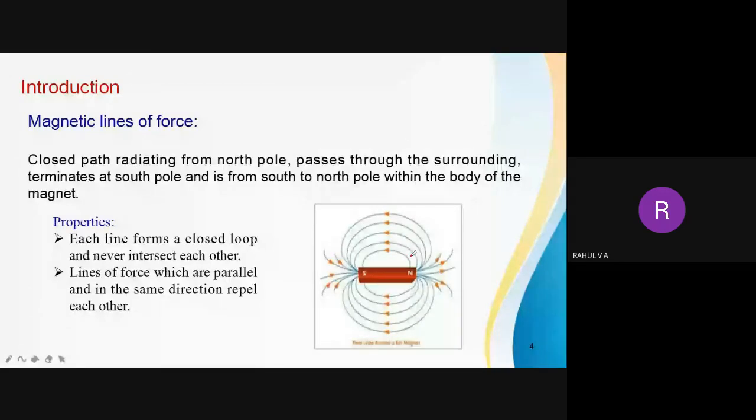Okay, the lines of force which are parallel and in the same direction repel each other. So these lines of force are in the same direction. You can see that they travel from North Pole to South Pole in the same direction and repel each other. So each magnetic line of force repels the others. So that's about magnetic lines of force.